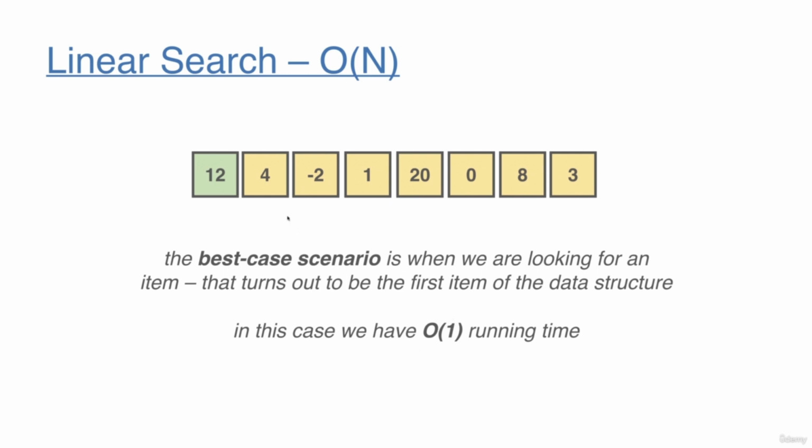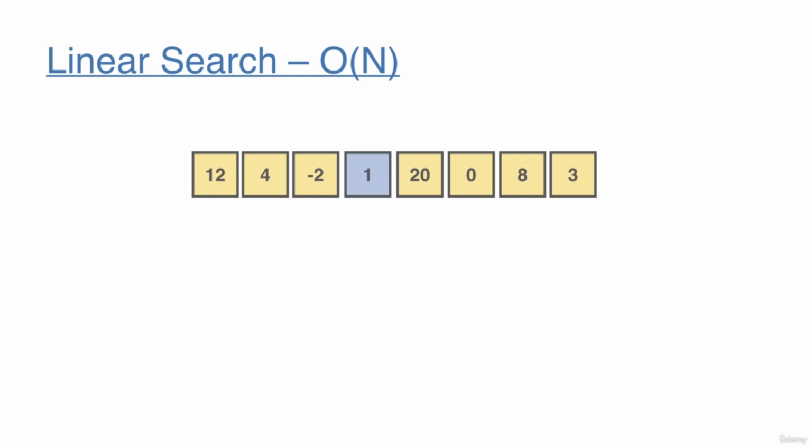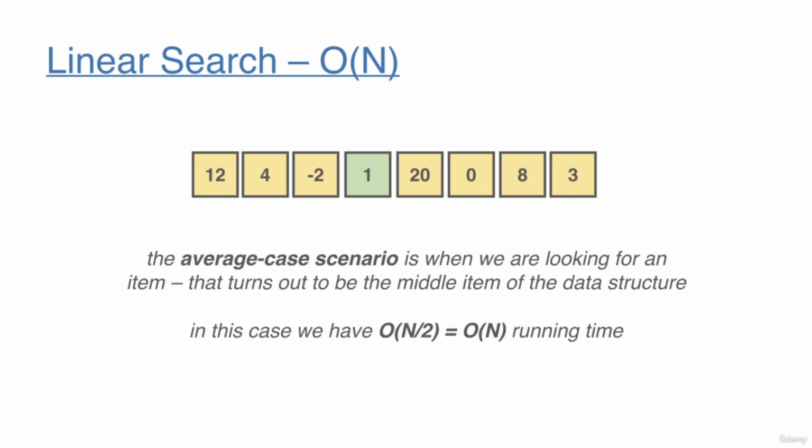So what is the best case running time of linear search? It is O(1) constant running time. What if we are looking for an item that is approximately in the middle of the data structure? For example, we are looking for integer 1. Of course, we have to consider every single item until we find the item we are looking for. This is called the average case scenario because we consider half of the data structure. So in this case, we are looking for an item that turns out to be in the middle of the data structure. What is the running time complexity? We have to consider n divided by 2 items, so the running time is O(n/2), but of course in asymptotic analysis we don't care about constants, so O(n/2) is equal to O(n) linear running time complexity.